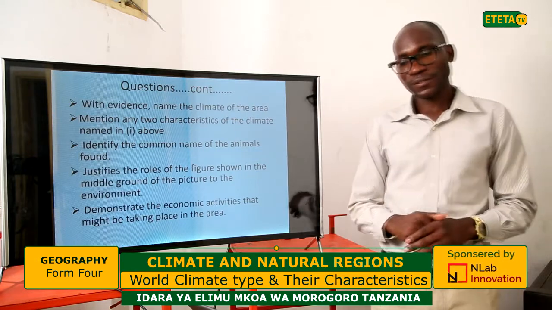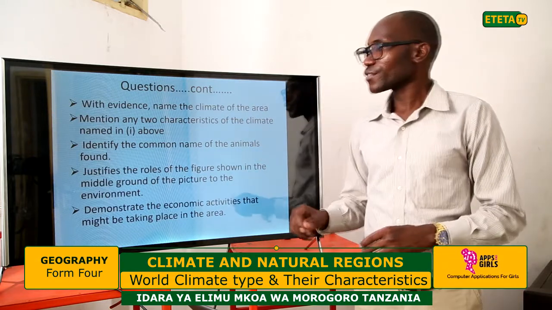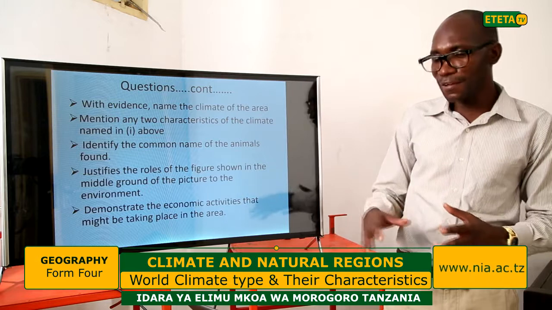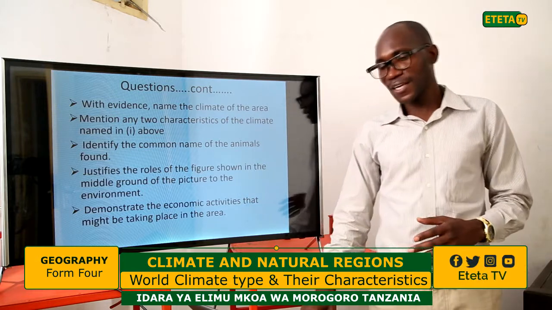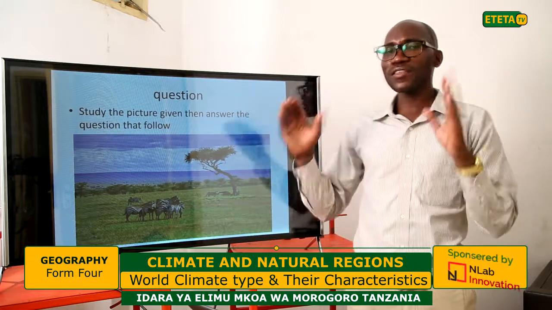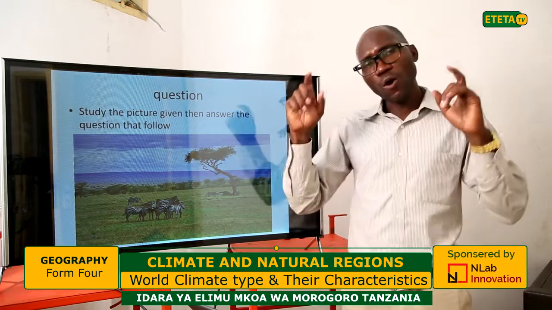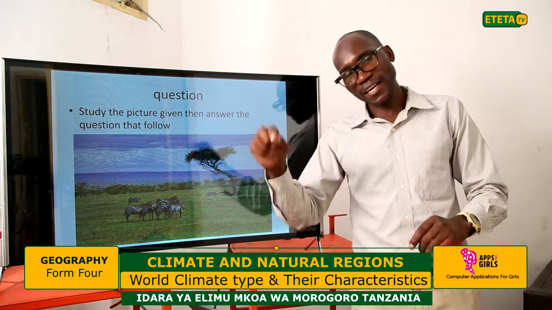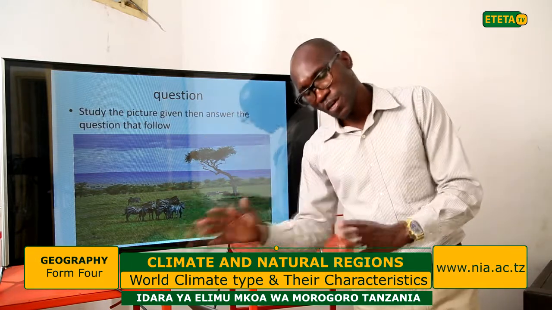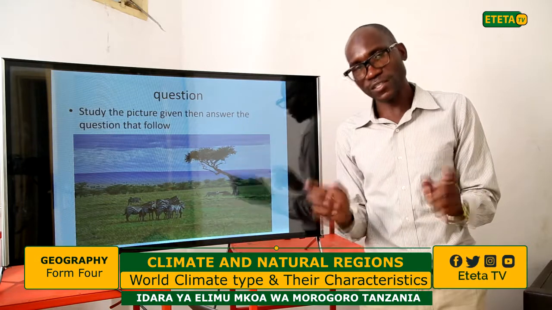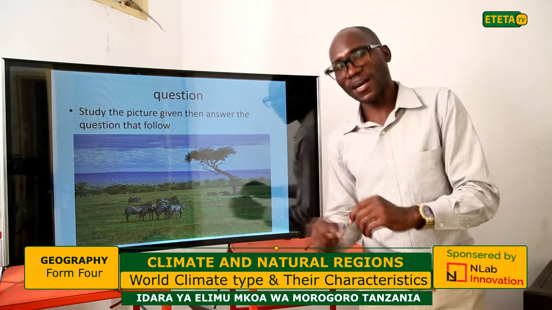Question number one: with evidence, name the climate of the area. With evidence, tell us why you say the climate is equatorial, or that the climate is tropical grassland. Tell us with evidence why you are saying that.